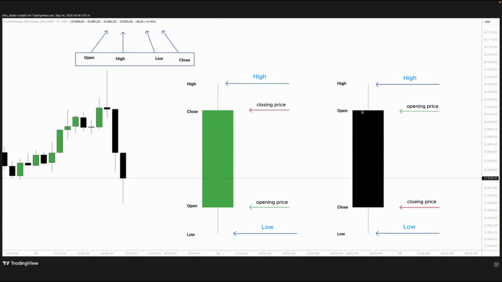For a bearish candle, it's actually a bit different. The opening price is right up here at the top of the body. The high and the low are, of course, the same. So the wick downwards is the lowest point, the wick upwards is the highest point. So we open, we form the high, we form the low, and then the price closes again down at the body. And that's the story behind a bullish and a bearish candle.